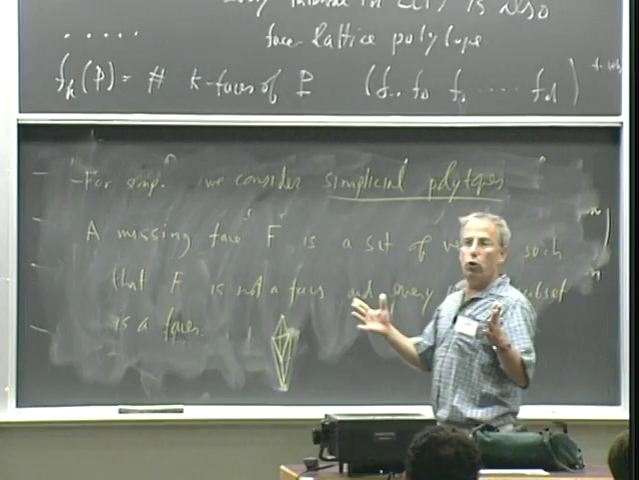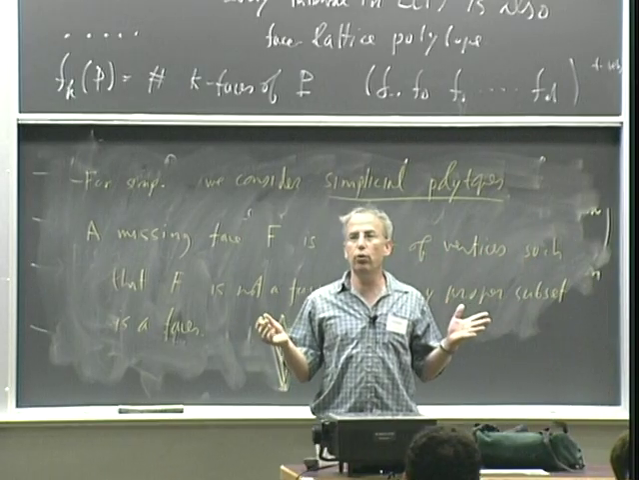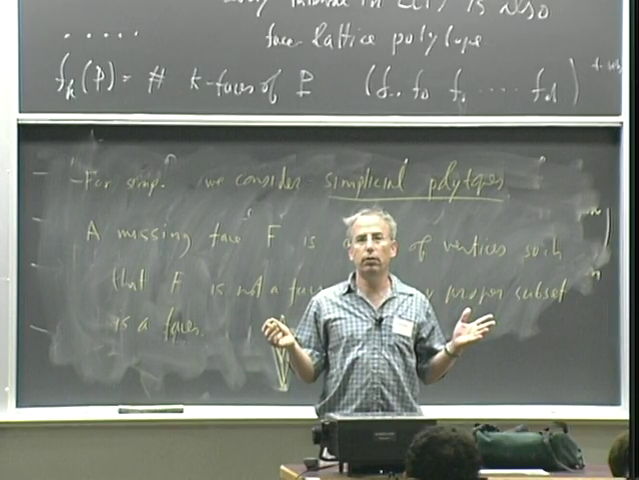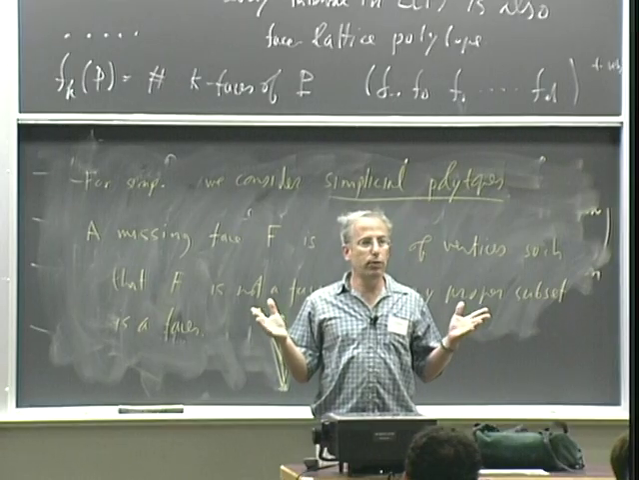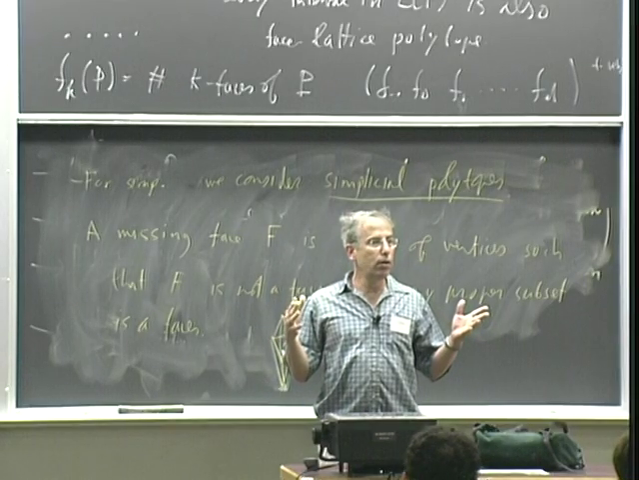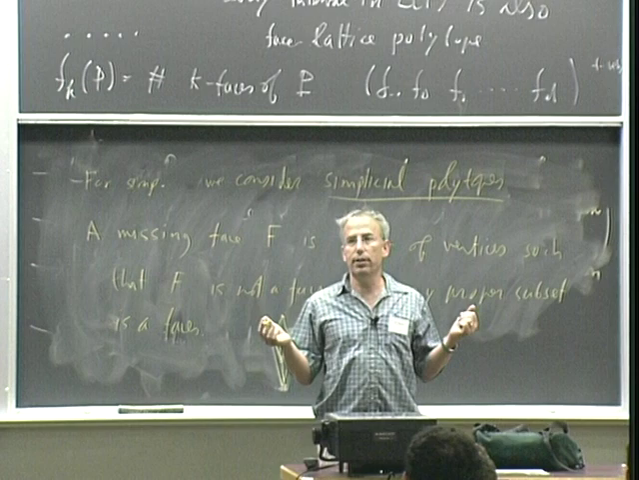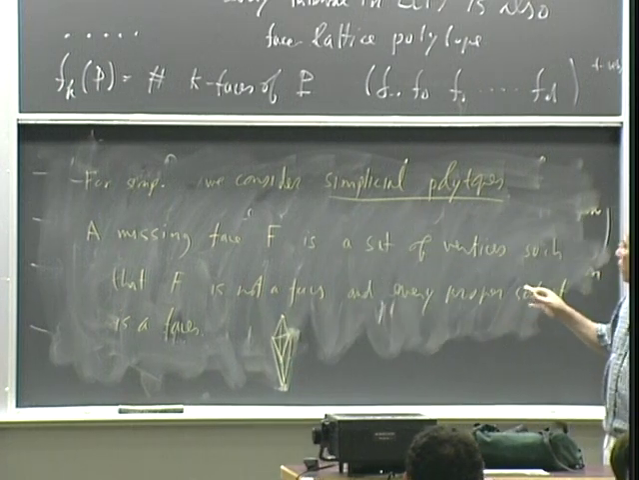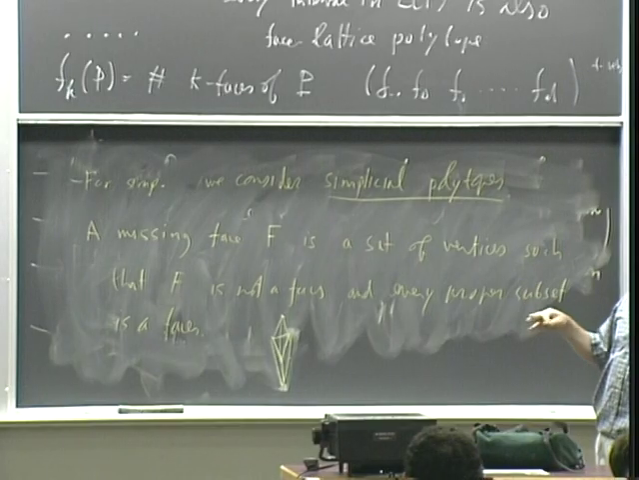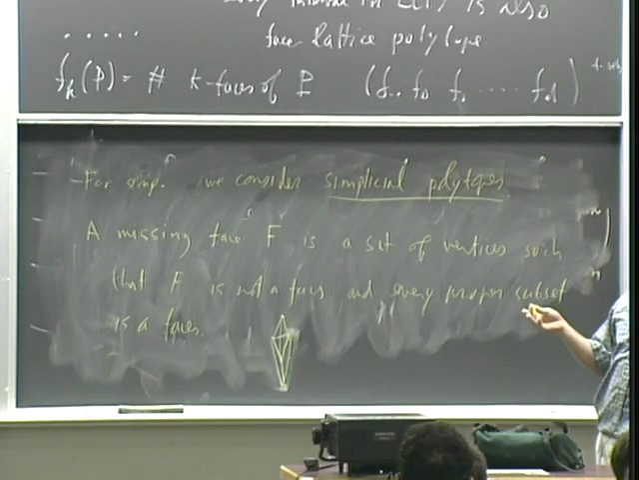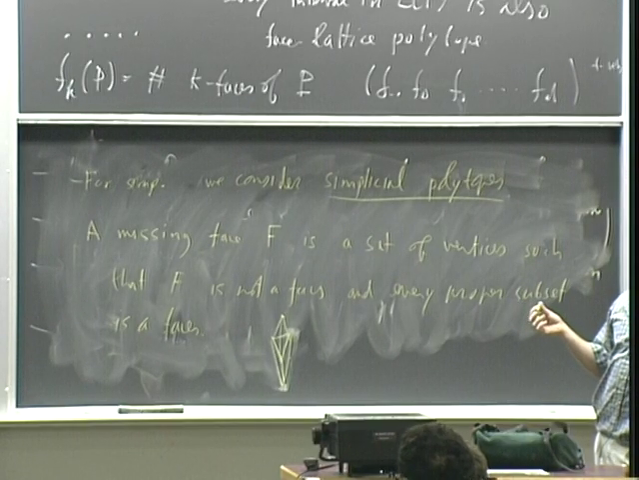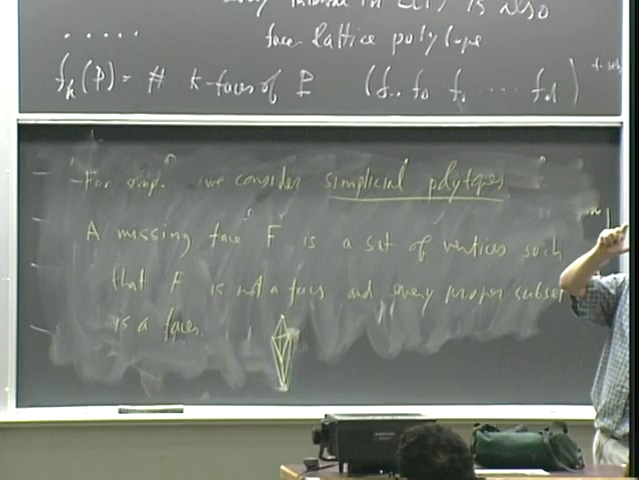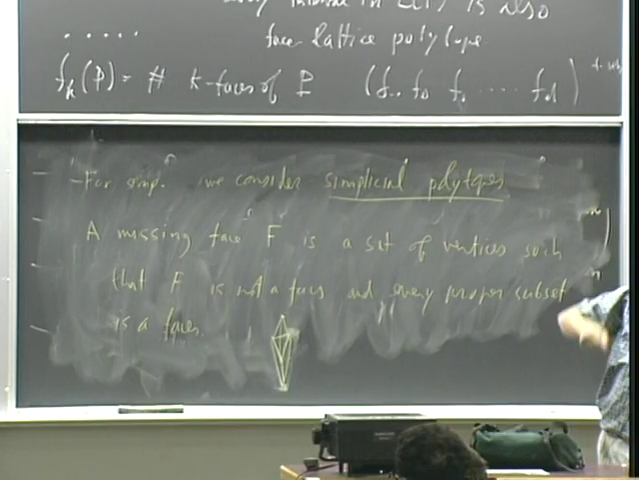Or what about the cube? What are the missing faces of the cube? Well, for the cube, all the non-edges are missing faces. Actually, the cube is not simplicial, so we should be careful about the definition. Let's talk about the octahedron. What are the missing faces of the octahedron? We have 3 pairs of antipodal vertices, which are non-edges.